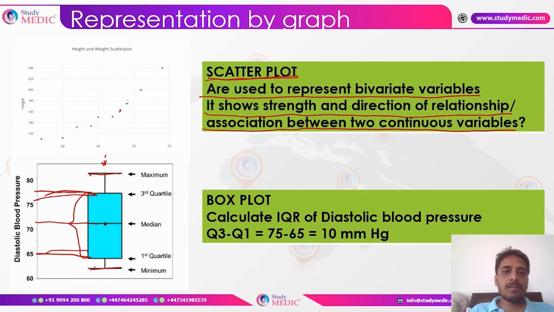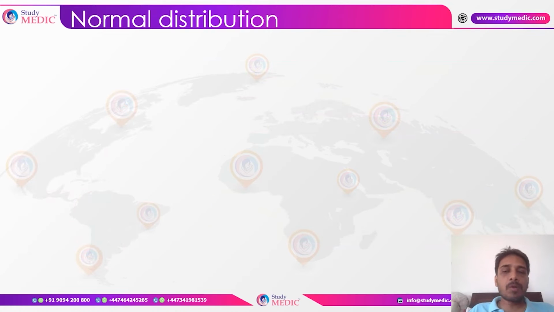The next topic is the normal distribution. This is a topic which is in between descriptive biostatistics and inferential biostatistics. Now, what is this normal distribution?